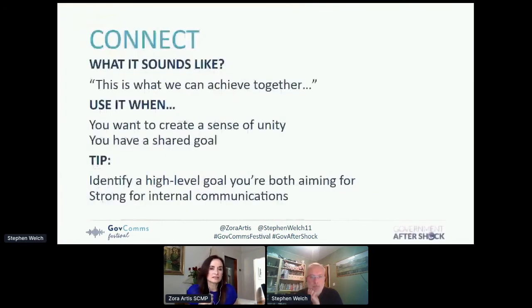So what it sounds like is, it's when you're uniting in a way that you're talking about, this is what we can achieve together. You are creating that sense of unity, and you have a shared goal, and you identify a goal that you might be aiming for. It's particularly strong when you're dealing with internal communication, but I also find it's really useful as a type of influence when you're needing to access a brain's trust, or you would like someone to do something for you, and they already know that you've been there for them in the past, and they will give back in return.